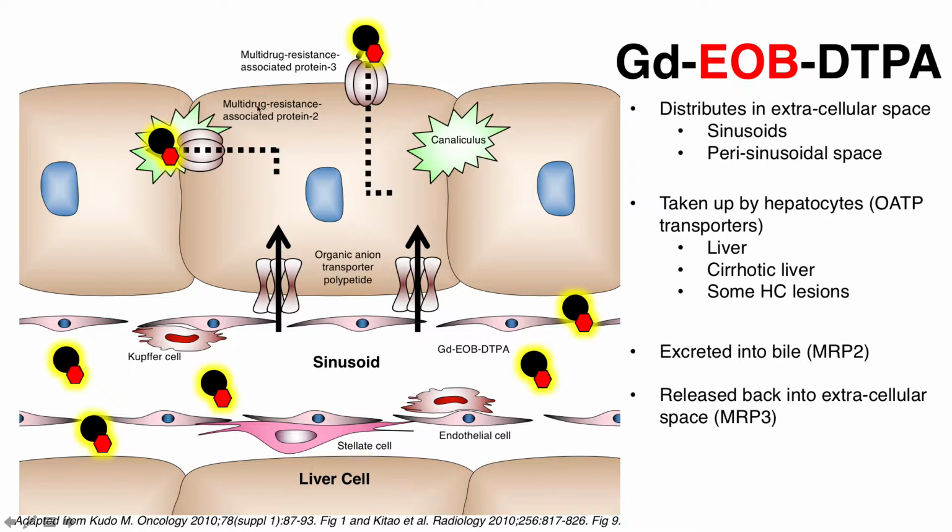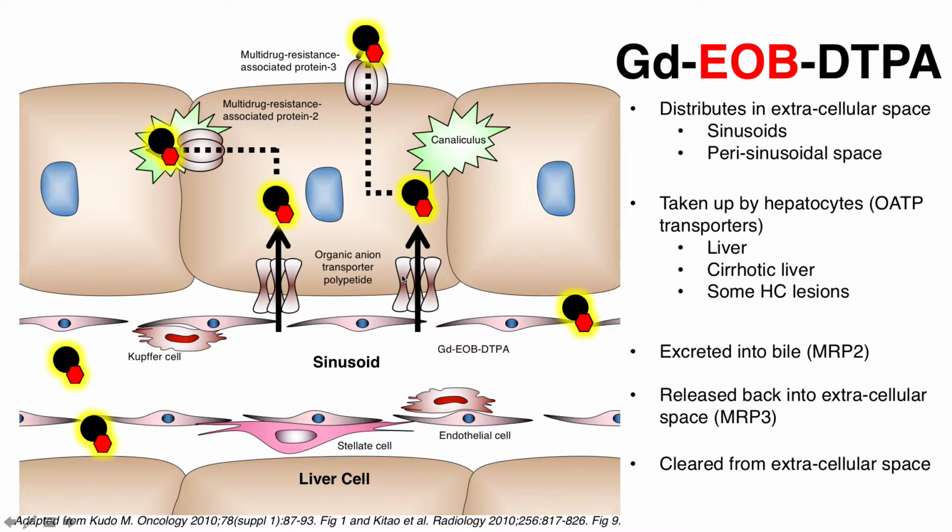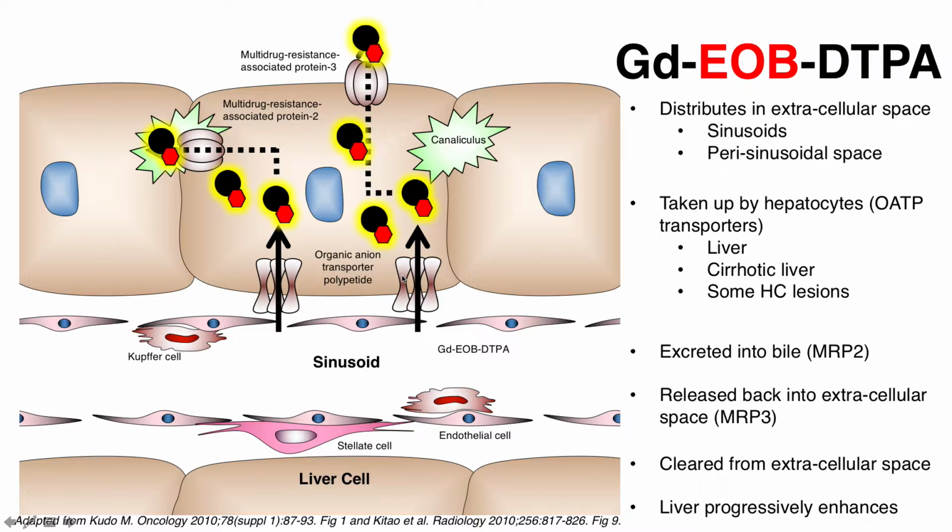Some of it gets excreted by multi-drug resistance associated proteins into the bile. Some of it gets excreted by other multi-drug resistance proteins back into the sinusoid. So some gets excreted into the bile, some gets excreted back into the sinusoid, but over time, more and more accumulate within the liver cell. And so the liver concentration of the Eovist, or of the Gadoxetate, gets higher and higher. And notice then that as the concentration within the liver cells gets higher and higher, notice what happens to the concentration in the extracellular space. It gets cleared from the extracellular space.